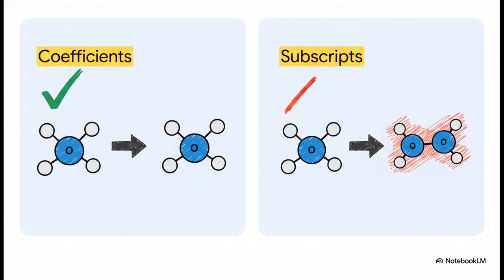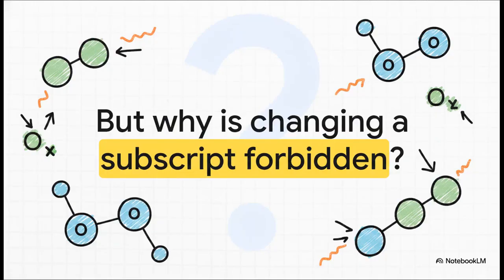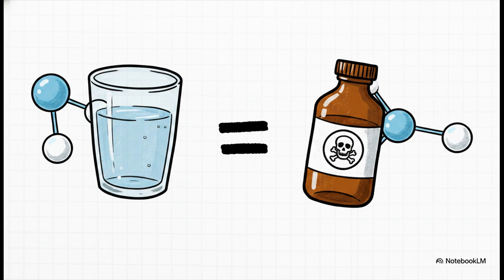But then you have the small numbers inside the molecular formula. These are subscripts. And the rule is simple. You do not touch the subscripts. They are sacred. It's a totally fair question, though. I mean, if you need another oxygen atom on one side, why can't you just change H2O to H2O2? Seems like an easy fix, right? Well, here's exactly why not.